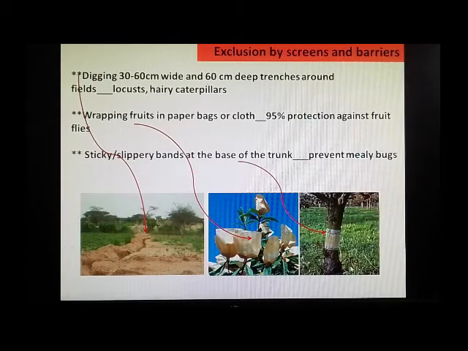So in the month of October onwards, the hatching of the eggs of the mealybugs takes place, and they start crawling through this trunk. So by using the sticky or slippery band at the base of the trunk, those crawlers are prevented to crawl upward. They will be stuck here.